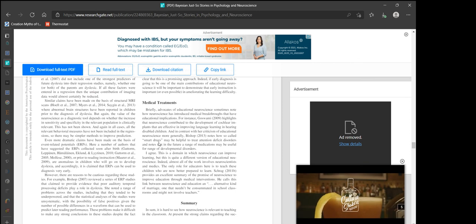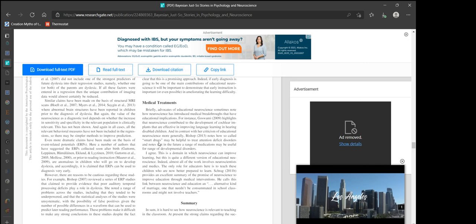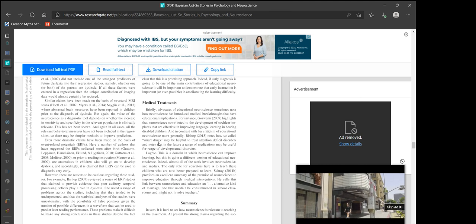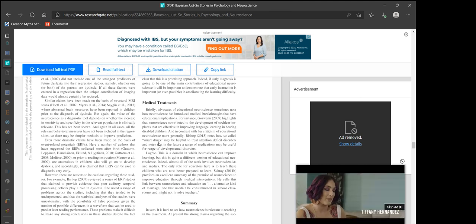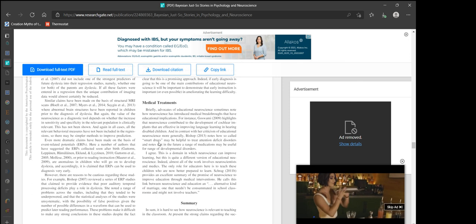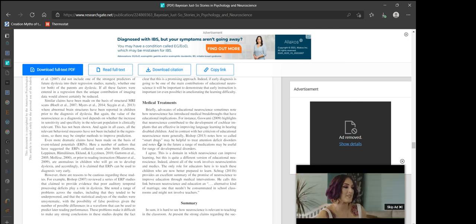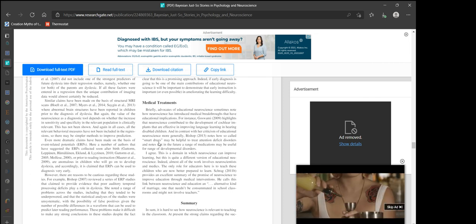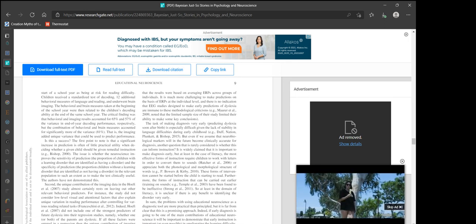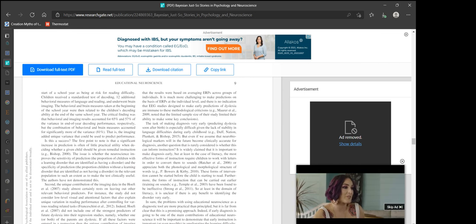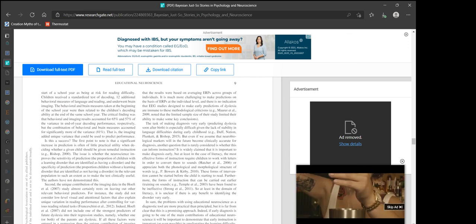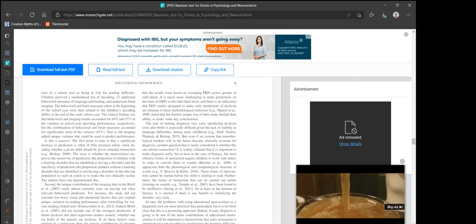For example, Bishop, 2007, reviewed a series of ERP studies that claimed to provide evidence that poor auditory temporal processing deficits play a role in dyslexia. She noted a range of problems across the studies, including that they tended to be underpowered, and that the statistical analyses of the studies were unsystematic, with the possibility of false positives given the number of possible differences in a waveform that can be used to predict later reading performance. These problems make it difficult to make any strong conclusions in these studies, despite the fact that the results were based on averaging ERPs across groups of individuals. It is much more challenging to make predictions on the basis of ERPs at the individual level, and there is no indication that EEG studies designed to make early predictions of dyslexia are immune to these methodological criticisms.